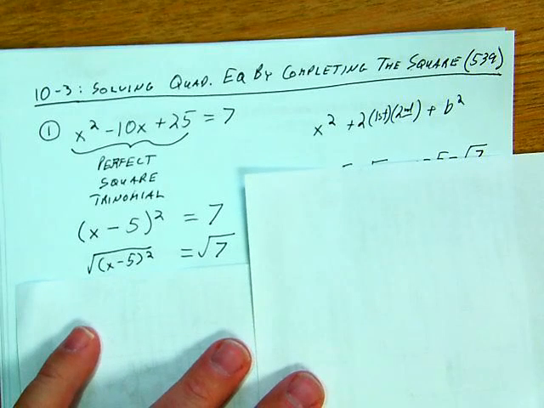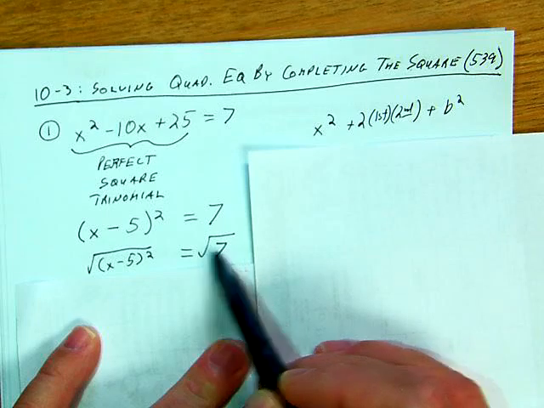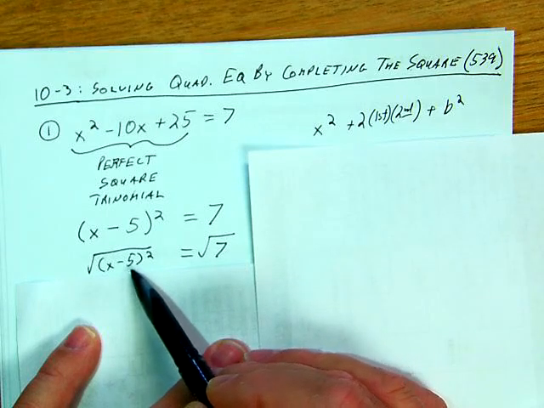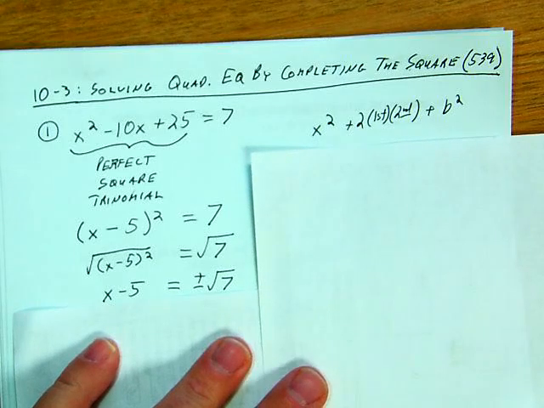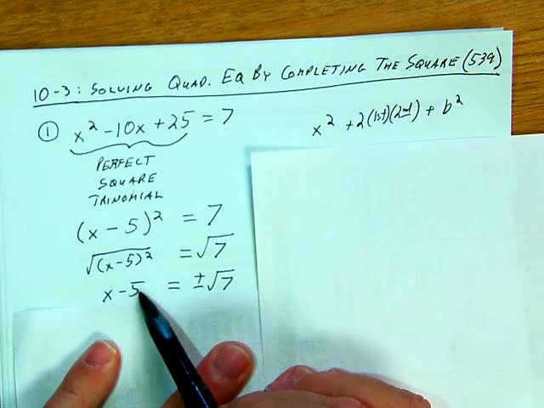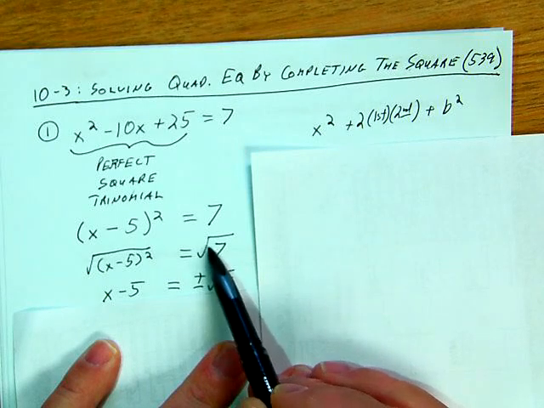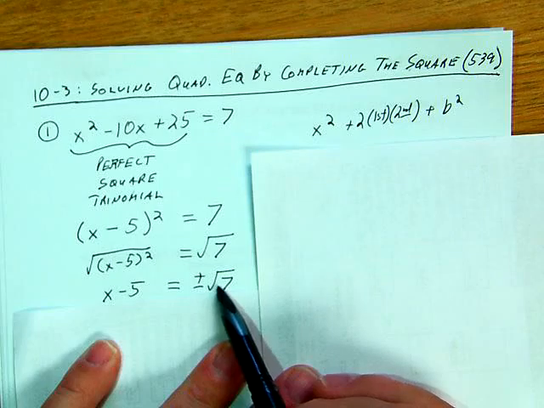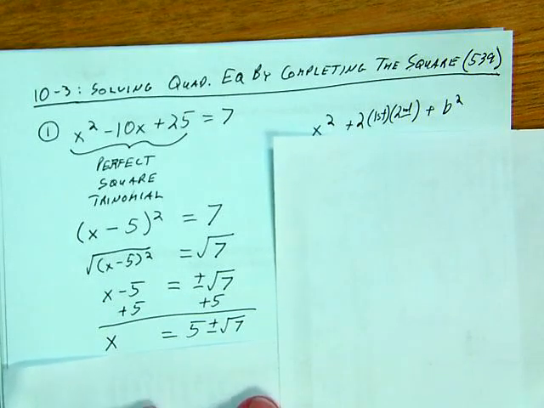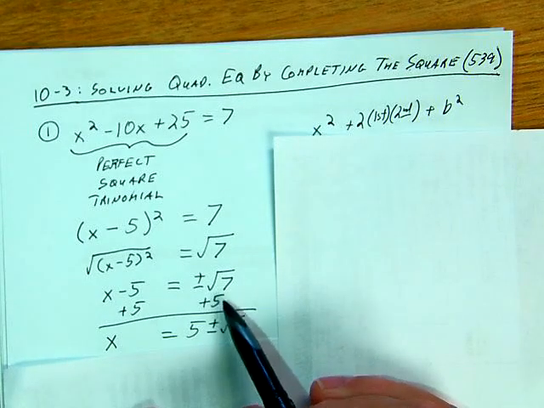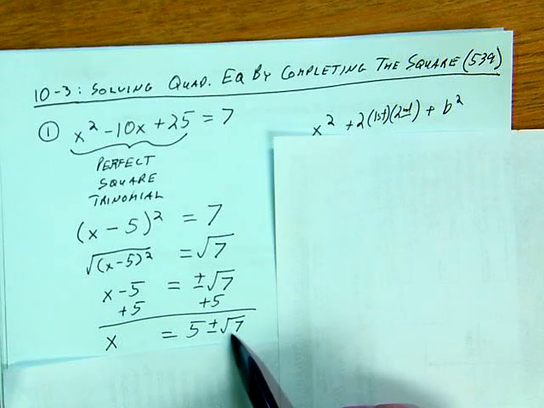I then take the square root of both sides. Okay, square root of 7 is now equal to the square root of x minus 5 squared. And when I do that, I end up with x minus 5 is equal to plus or minus the square root of 7. When you take a square root, you remember that you can have the plus or minus sign. And then I subtract or add 5 to both sides of my equation, and I end up with x equals 5 plus or minus the square root of 7.